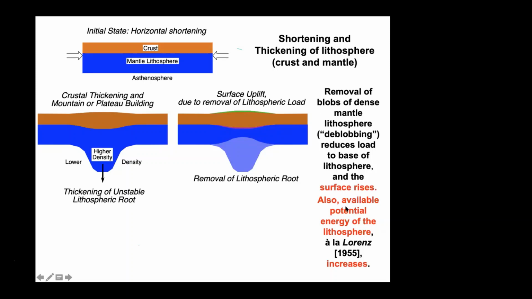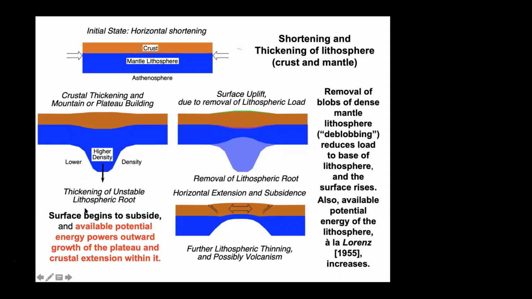Moreover, what this does is it gives the region potential energy, puts potential energy into the lithosphere, and that can do work. And I'm using the term that Lorenz, the atmospheric scientist, used. And so what happens? The surface will subside because the crust will extend, and the potential energy that's given will power this extension, but on the flanks, you'll still have thrust faulting. So the surface will go down, but the flanks will expand and grow outward. This is the logical conclusion that comes from removing this material and then letting it evolve afterwards.